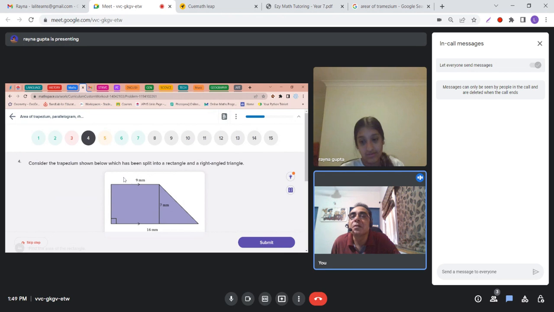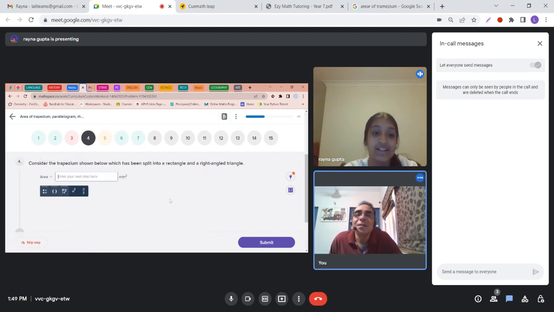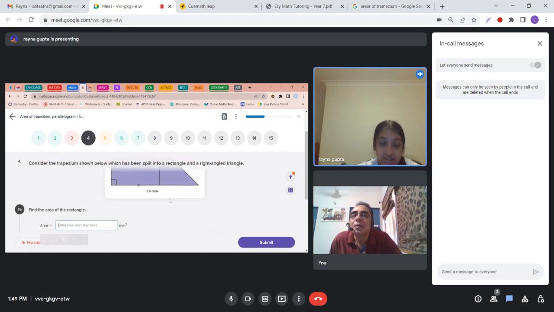Find the area of the trapezium. Consider the trapezium below, which has been split into a triangle and a rectangle. That is the question. So we have 16, 9 and 7. Keep that in mind. 16 and 9 are A and B, and 7 is the height. This time they're asking for the area.